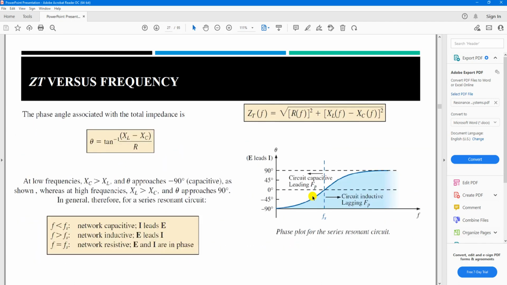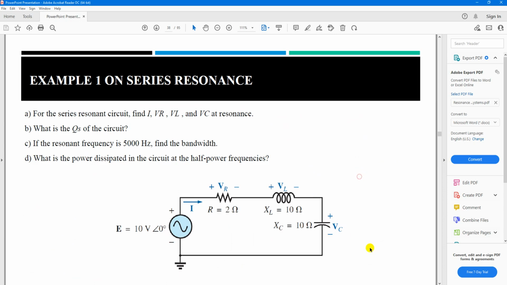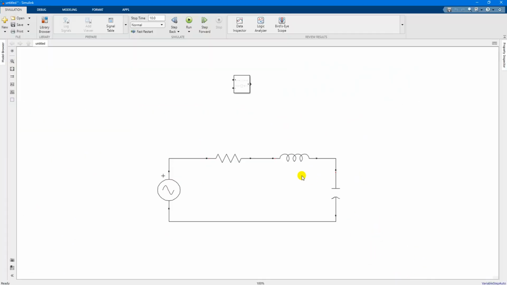So let's get back to our first example here. Now we have resistance, inductance, capacitance, and supply. We should be at resonance. What I would like to measure is the voltage across the resistor, the voltage across the inductor, the voltage across the capacitor, and the current flowing through the circuit. First I will use a current measurement like this to measure the current flowing inside our circuit.